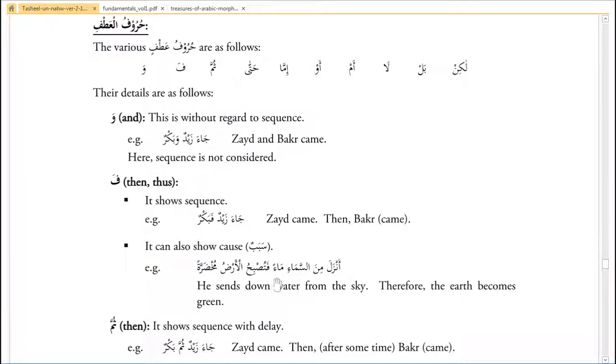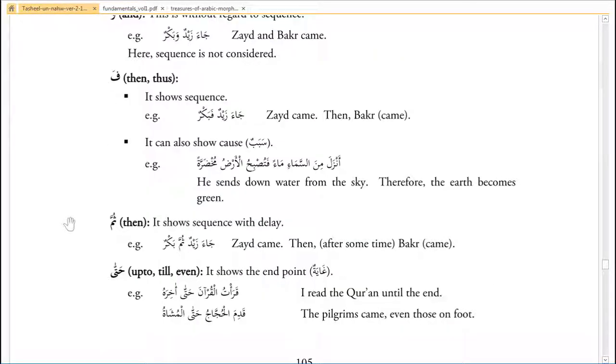أنزل من السماء ماء فتصبح الأرض مخضرة. Sorry, مخضرة. So he sends down water from the sky, therefore the earth becomes green. So here fa for sabab, and here the fa is sequence, then.